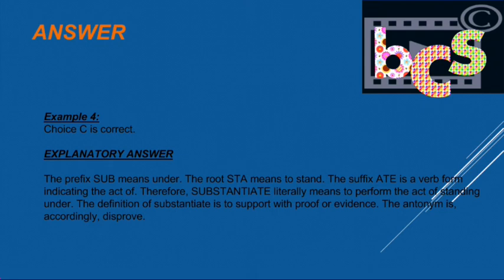Explanatory answer. The prefix SUB means under. The root STA means to stand. The suffix ATE is a verb form indicating the act of. Therefore, substantiate literally means to perform the act of standing under. The definition of substantiate is to support with proof or evidence. The antonym is, accordingly, disprove.